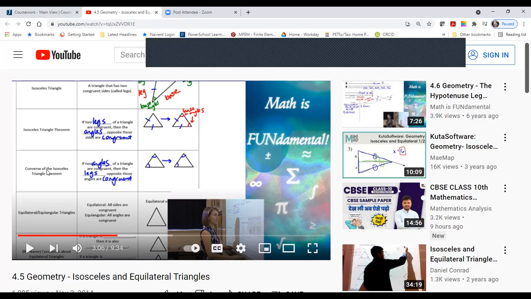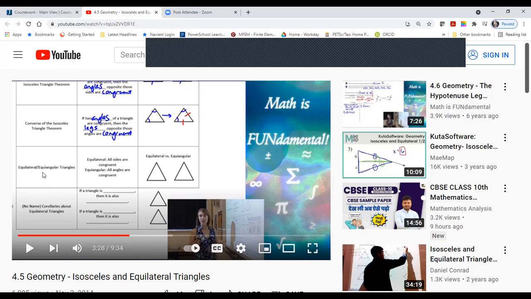And the converse of the isosceles triangle theorem: if two angles of a triangle are congruent, then the sides opposite those angles are congruent. So if these angles are congruent, then this side and this side are congruent.